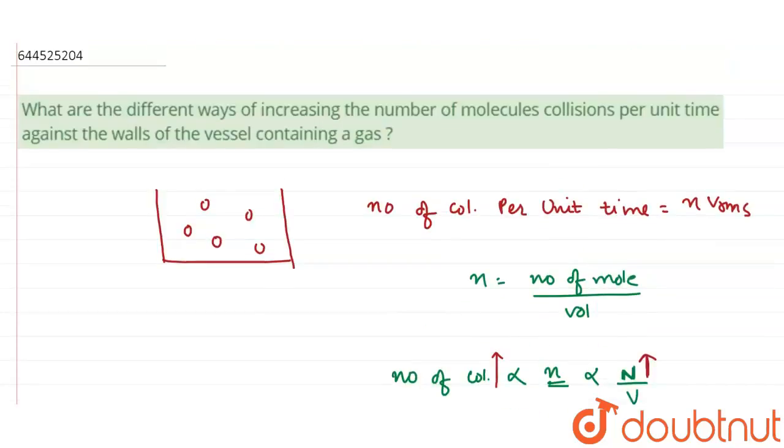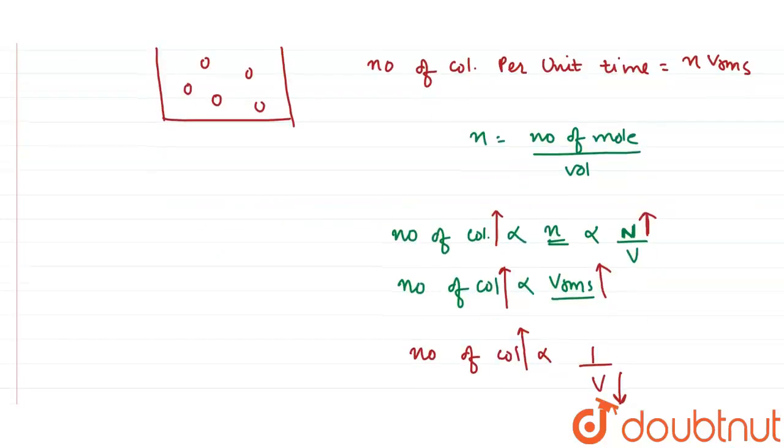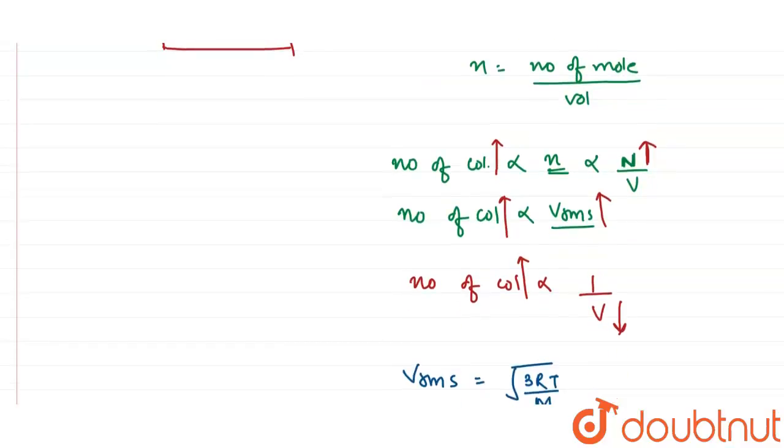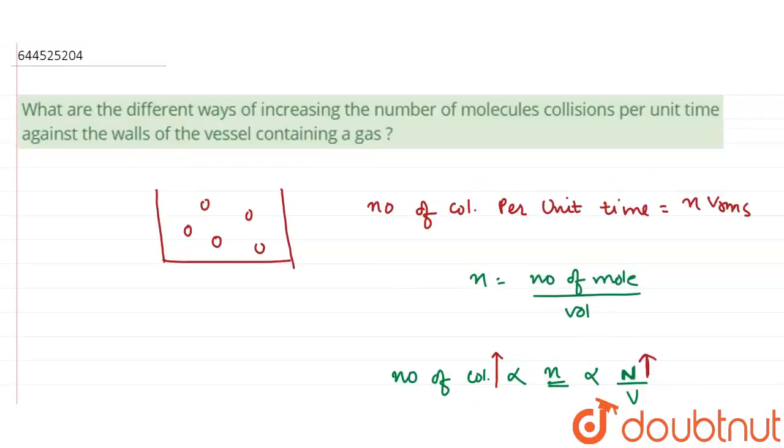So the conclusion is that if I want to increase the number of collisions of molecules, then I have to increase the number of moles, I have to decrease the volume, I have to increase the V_RMS speed, and to increase V_RMS speed I have to increase the temperature. So this is the answer of this question.